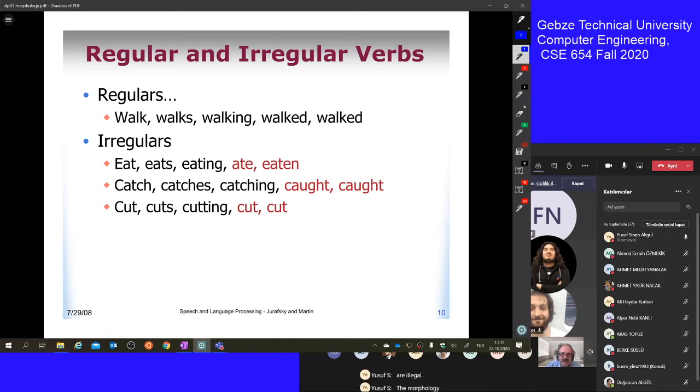But we as humans don't realize that, and we just use them.